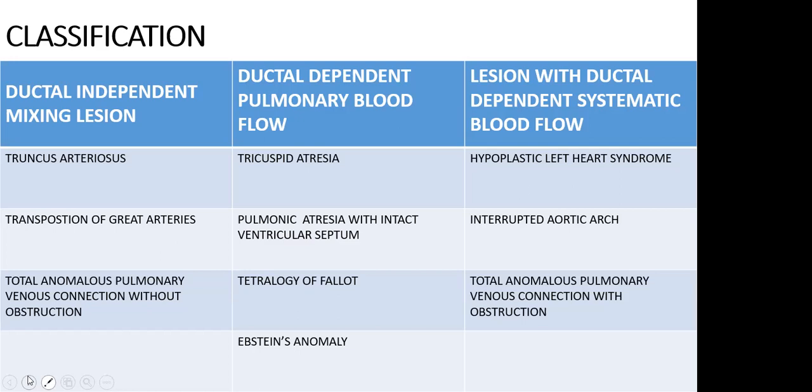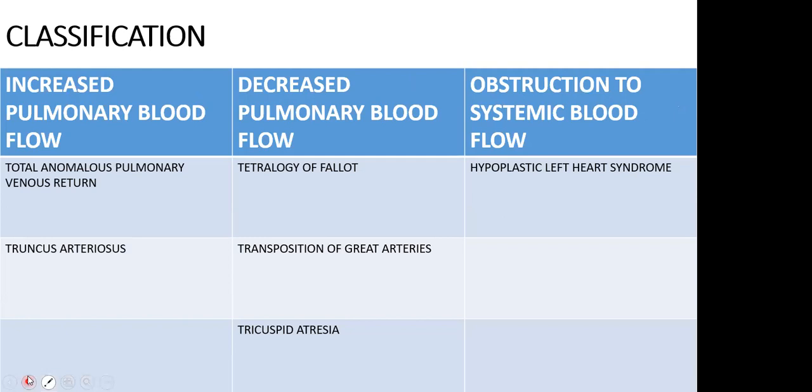Then for the ductal independent mixing lesion, there is a mechanism by which the pulmonary and systemic circulations mix together, bringing about deoxygenation in the systemic circulation. Then we also have other classifications: increased pulmonary blood flow, decreased pulmonary blood flow, and obstruction to systemic blood flow.